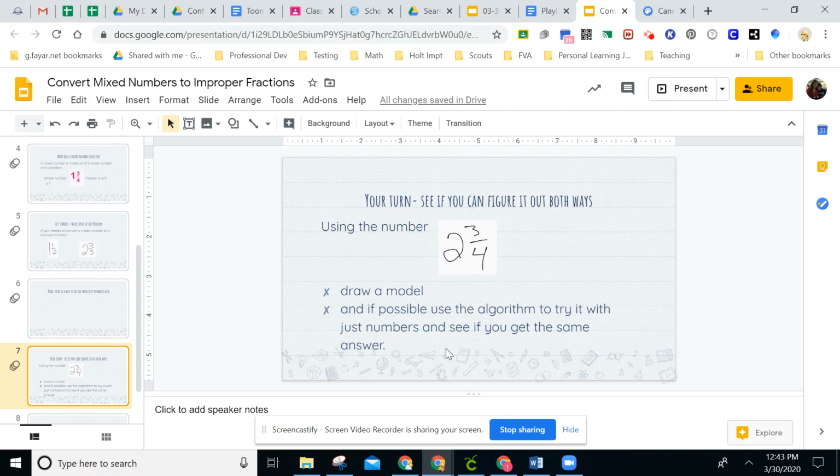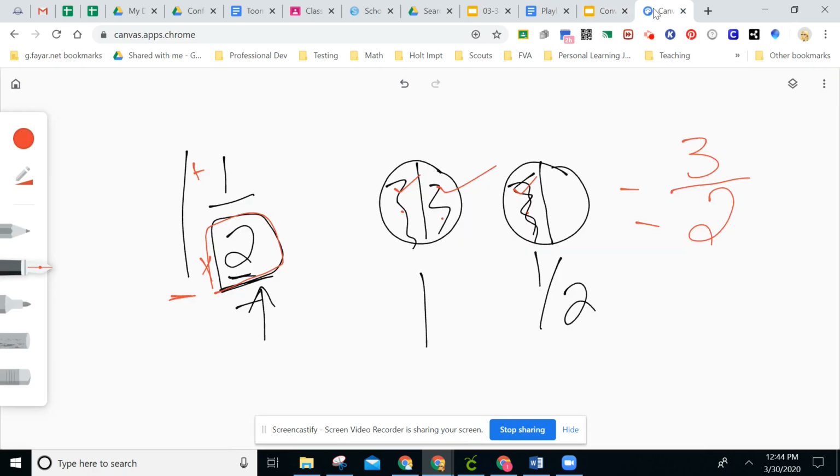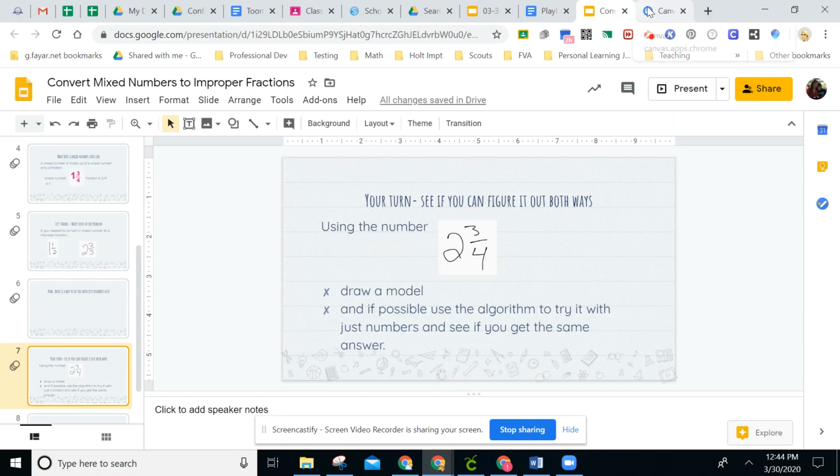Go ahead and get ready to pause this video, and on a scrap paper or something like that, you can draw this out. I'm using the app called Canvas, and it is canvas.apps.chrome or canvas.apps.google, and you can just write directly on the screen. All right, so pause the video and see if you can figure out how to take 2 3/4 and convert that to an improper fraction.